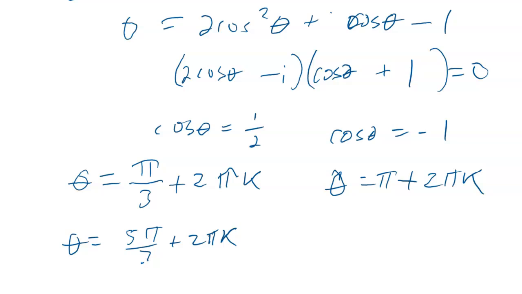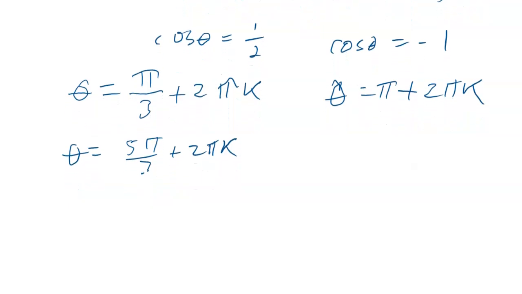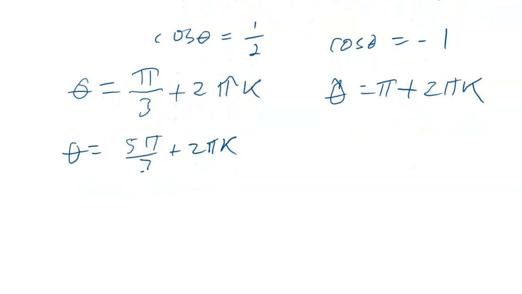Double check the answers. This is problem number 37. Let's see, pi plus 2 pi k. Pi over 3 plus 2 pi k. Yep, looks good. On to 39. We're moving along on these guys. It's like we're going too fast.